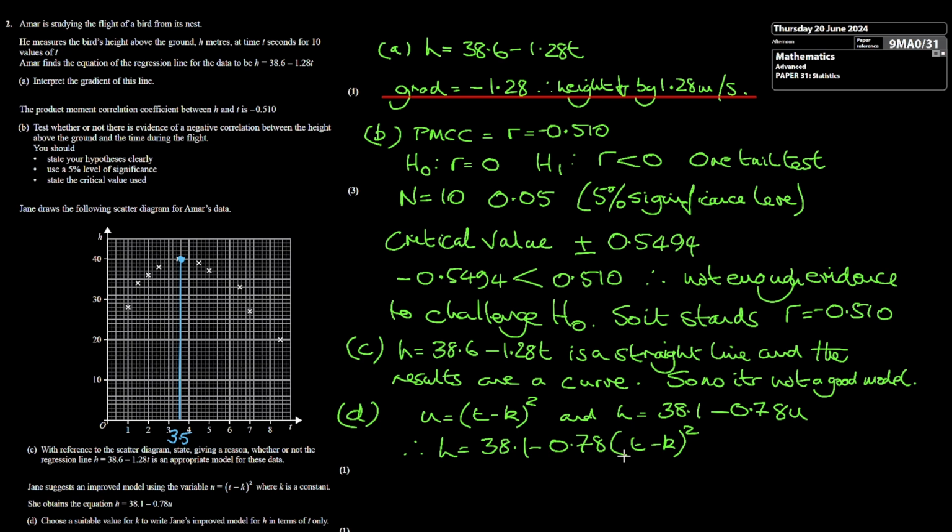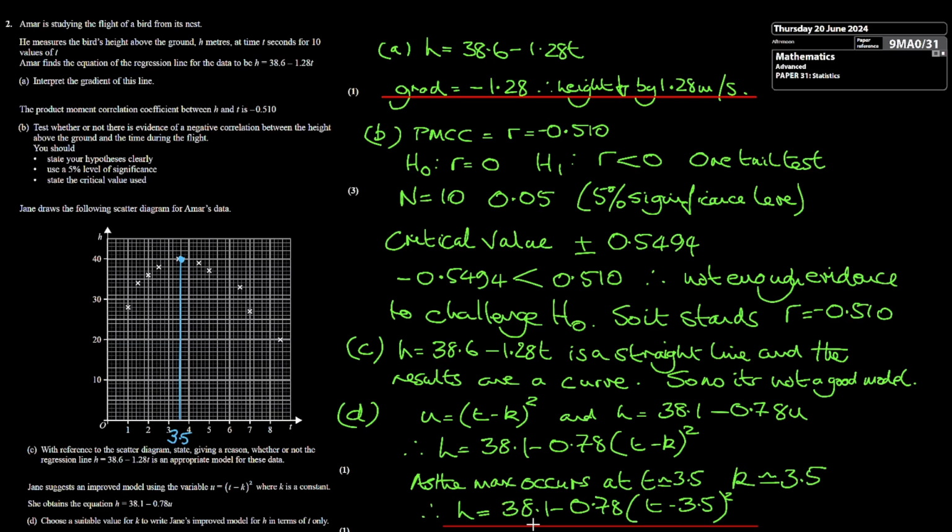So this is the point which causes this expression to go to 0 and leave 38.1 as the maximum of the flight of the bird. So making that substitution, we get the final equation for h from Jane's model, 38.1 minus 0.78, brackets t minus 3.5 all squared. And that will be the answer to part D.